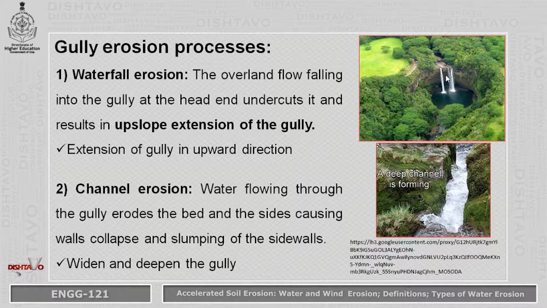The second process is channel erosion. Here the gully is widened and deepened by channel erosion.